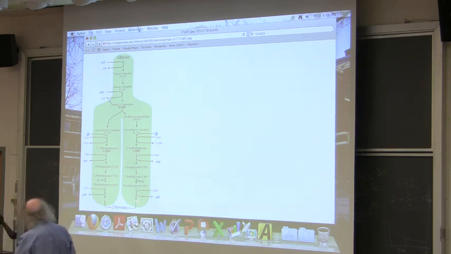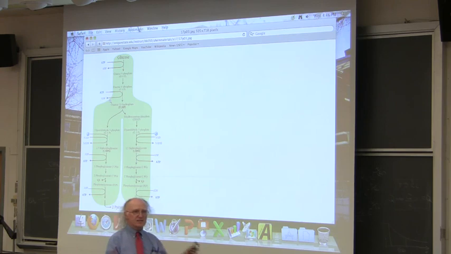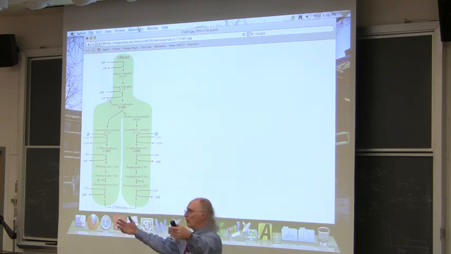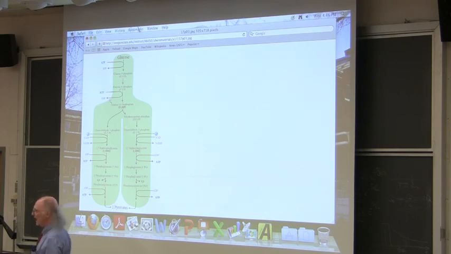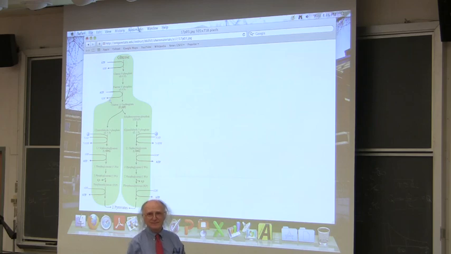So pyruvate kinase down here, this enzyme, is activated by this molecule right here. Now this is one of the very few cases in all of metabolism where we have what I call feed-forward activation. I've talked about feedback inhibition, but here's feed-forward activation. This guy is telling the enzyme ahead of it, get your butt in gear, because we're going to need to start glycolysis like crazy. Pretty cool. Feed-forward activation.